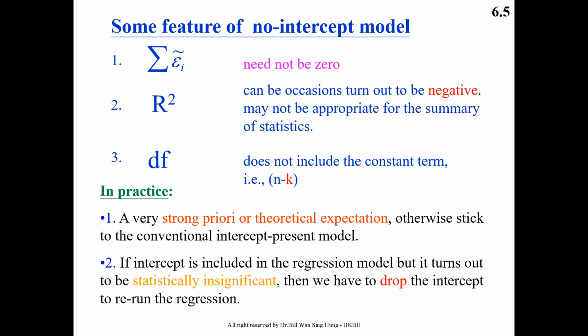However, practically we must keep in mind that there must be a very strong a priori or theoretical expectation. Otherwise we will stick to the conventional model with intercept. So usually we will include the intercept in the model, and unless there are strong theoretical arguments or theoretical expectation, we should not exclude the intercept from the model. If the intercept is included in the model but it turns out to be statistically insignificant, then we have to drop the intercept to run the regression.